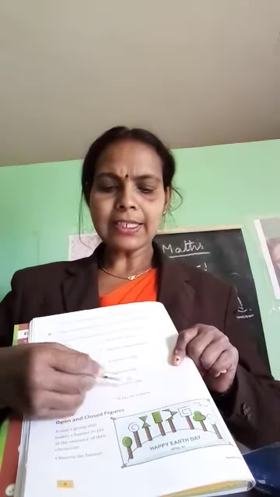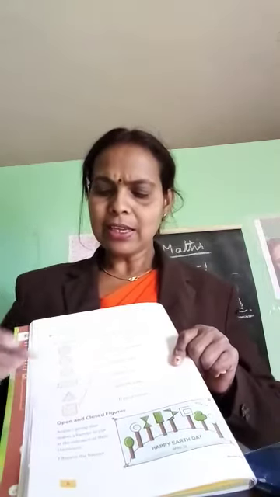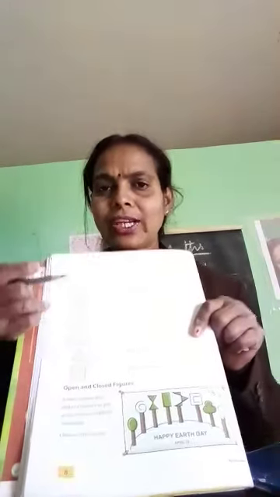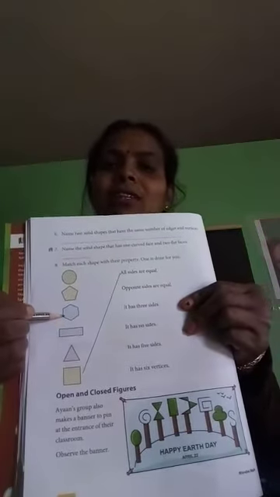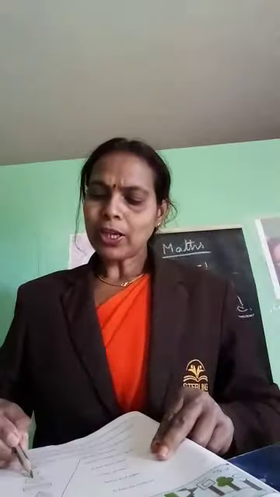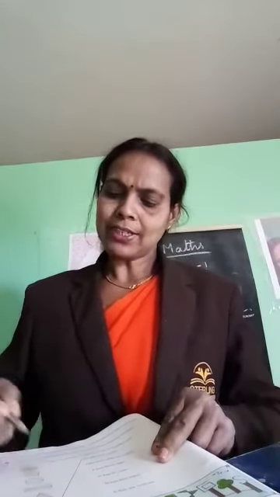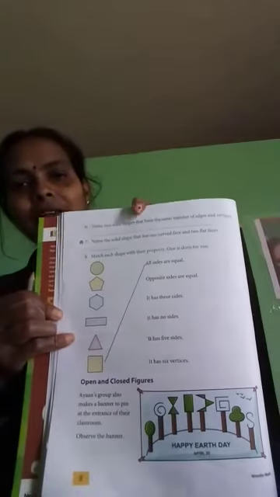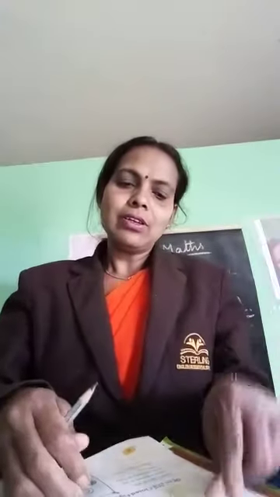It has 6 vertices. Which figure has 6 vertices? 6 corners. Which figure? This one. This one has 6 vertices. 1, 2, 3, 4, 5, 6. So have you matched this one? I'll do it and I'll show you the answer.